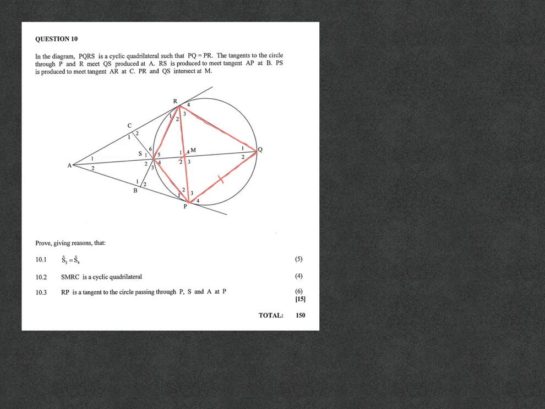Now that we have that, the tangents to the circle through P and R meet QS produced at A. That's on the drawing. RS is produced to meet tangent AP at B. That's in the drawing. And then PS is produced to meet tangent AR at C. PR and QS intersect at M, all in the drawing.